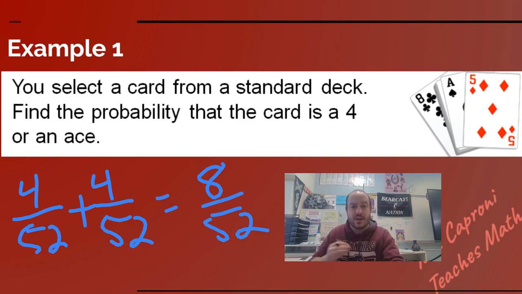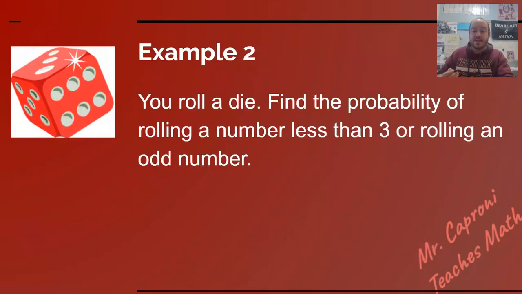Let's go ahead and take a look at another example. In this case, we're rolling a die. So how many options do we have on a die? Well, you could roll a 1, a 2, a 3, a 4, a 5, or a 6. It says find the probability of rolling a number that is less than 3 or rolling an odd number.